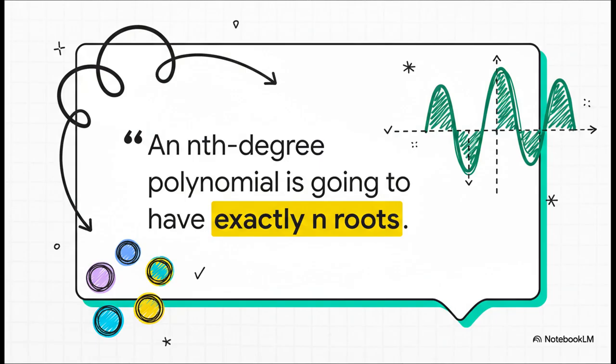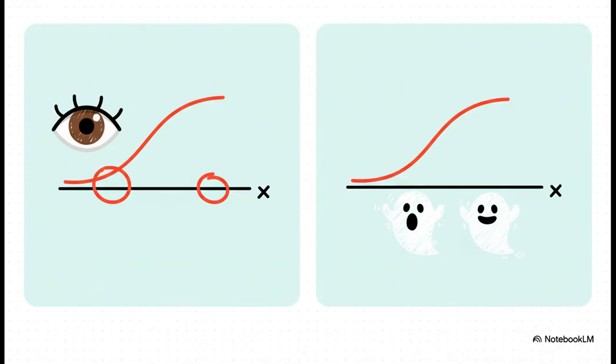Exactly 5. But there's a catch. We might not be able to see all of them on the graph. And that's because roots come in two flavors, real and complex. Real roots are the easy ones. They're the ones you can physically see, where the graph hits the x-axis. But complex roots, they're kind of like hidden solutions. They don't show up on the graph, but they have to exist to make that fundamental theorem true. So you might have a third-degree polynomial that only crosses the axis once, but you're guaranteed that it has 2 other roots, and they must be a pair of these hidden complex roots.